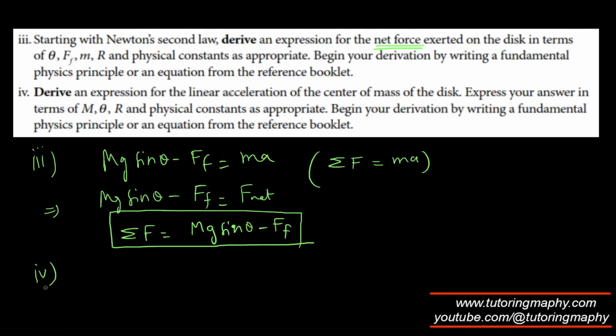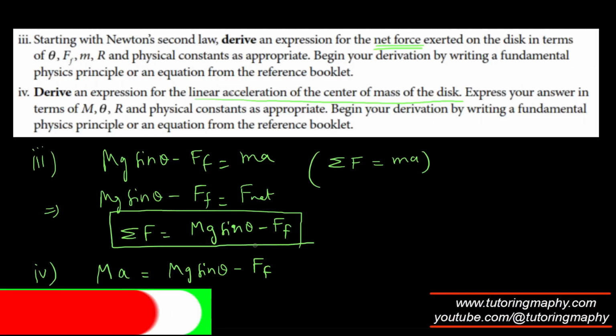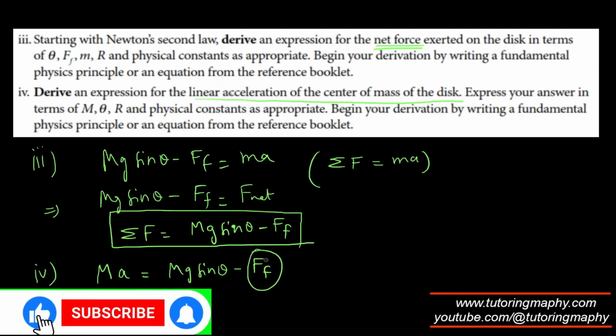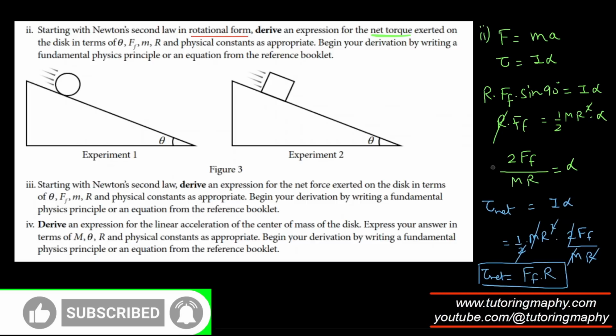All right. Write an expression for the linear acceleration of the center of mass of the disk. Express your answer in terms of the given quantities. Now I can say that the sum of all the forces is mass times acceleration. But remember that the friction force should not be a part of our answer. All right, that's fine. MA is equal to mg sine theta minus FF. That's what we have over here. And since we are trying to eliminate this FF, we're going to go back and borrow this equation.